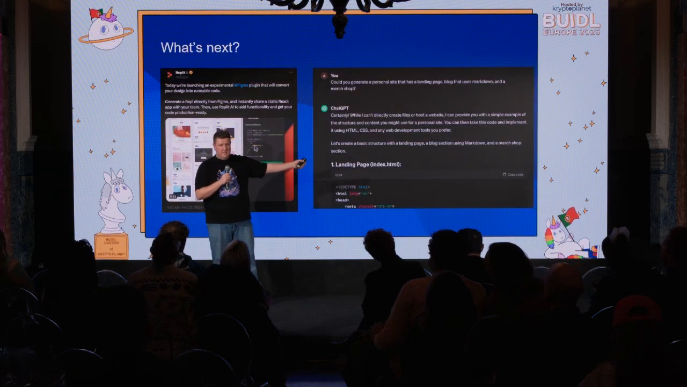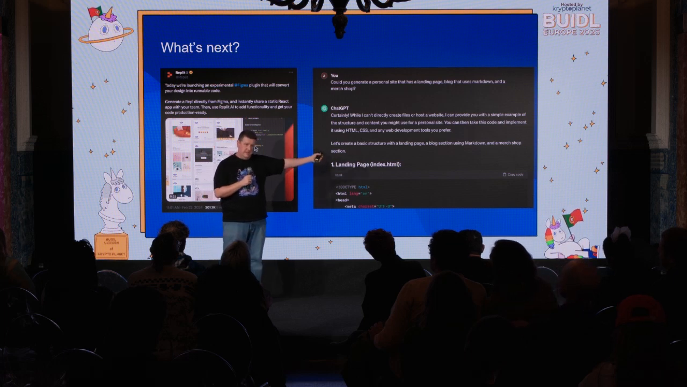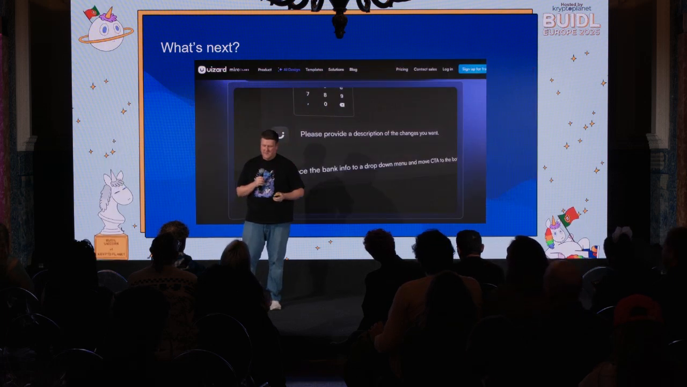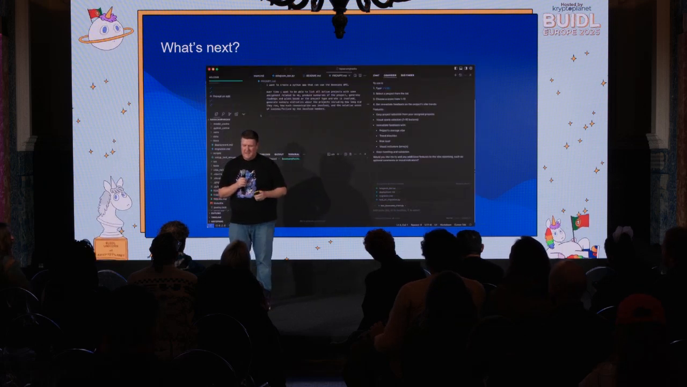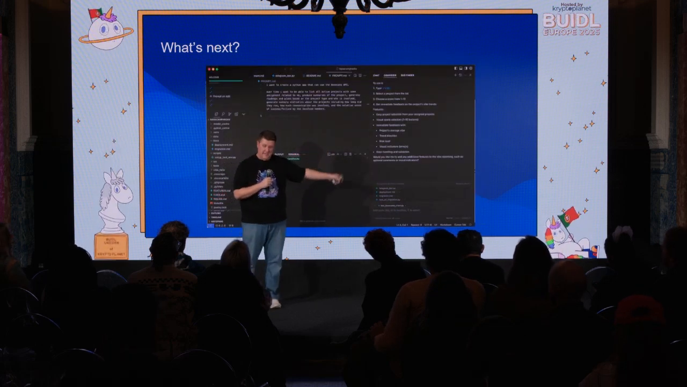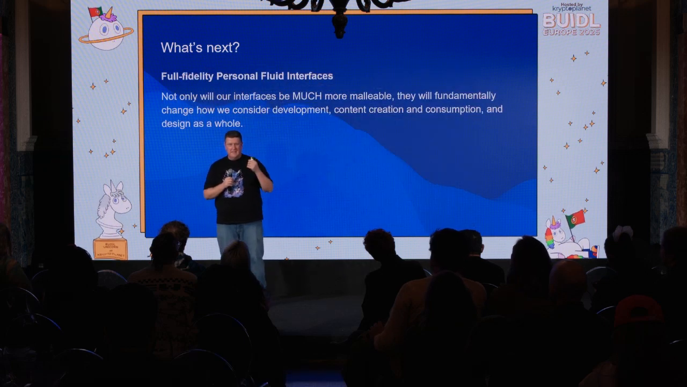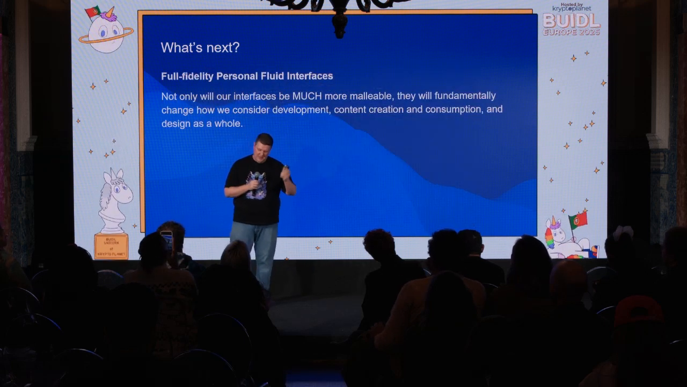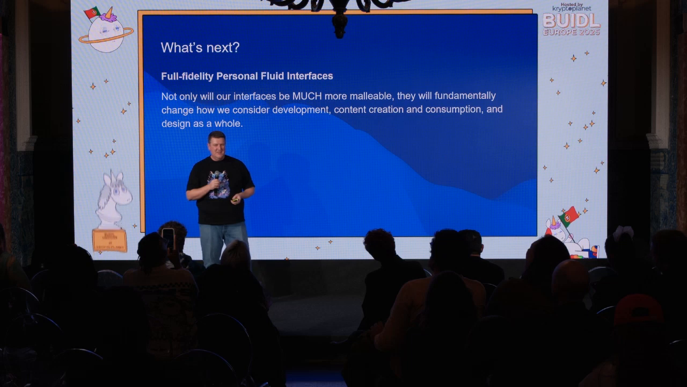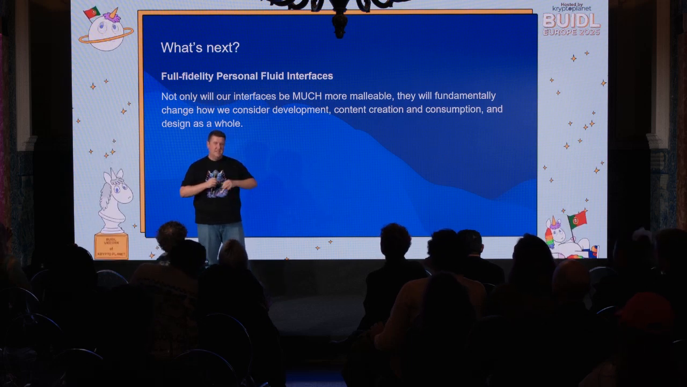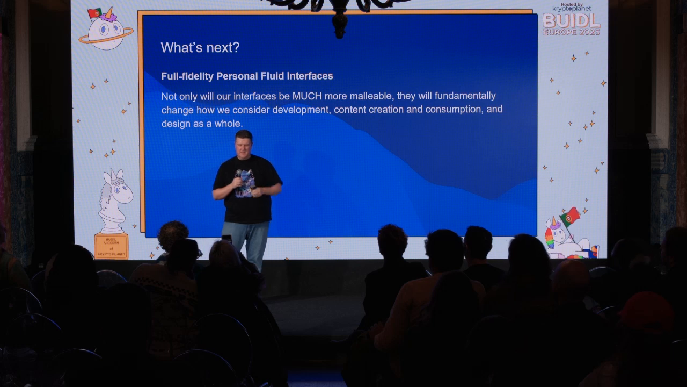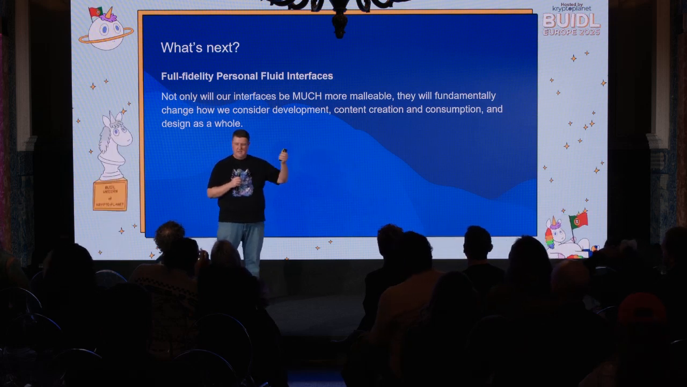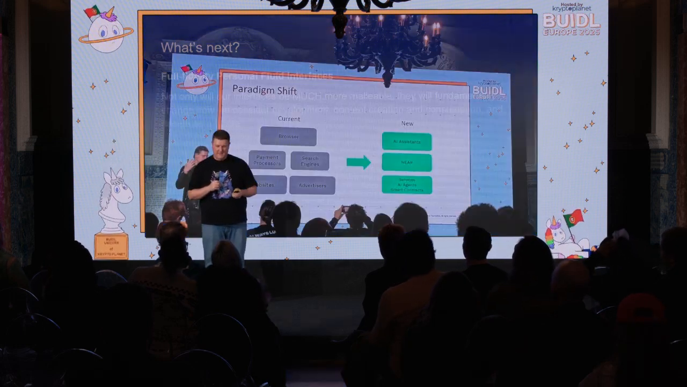What I see as next is we are going to be able to work with our agents to explain the world that we want. We are going to be able to tell it how we want it to change over time, and we are going to be able to build it ourselves. That leads us to full fidelity, personal fluid interfaces. So, not only are these interfaces much more malleable, but they fundamentally change how we consider development, content creation, and design as a whole.